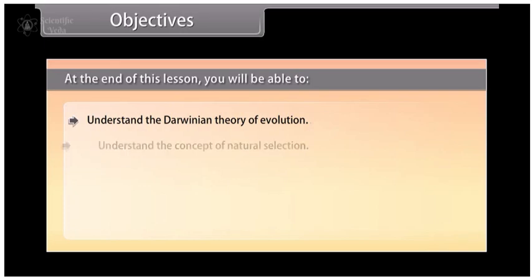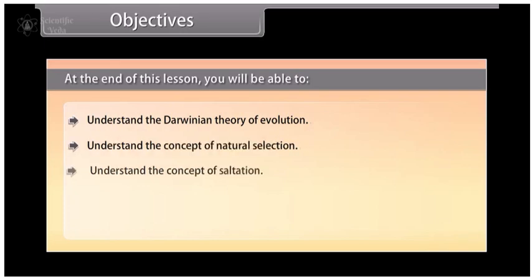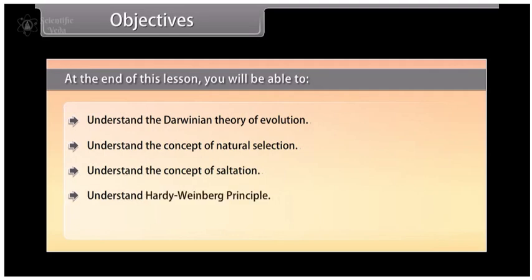Objectives. At the end of this lesson, you will be able to understand the Darwinian Theory of Evolution, understand the concept of natural selection, understand the concept of saltation, understand Hardy-Weinberg Principle, know the various ancestors of Homo sapiens.